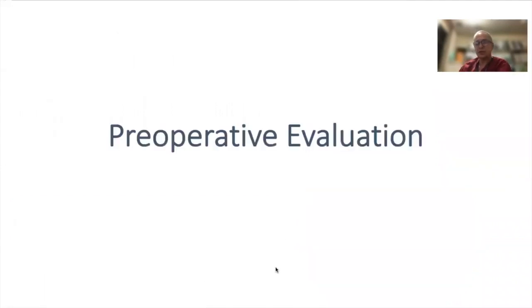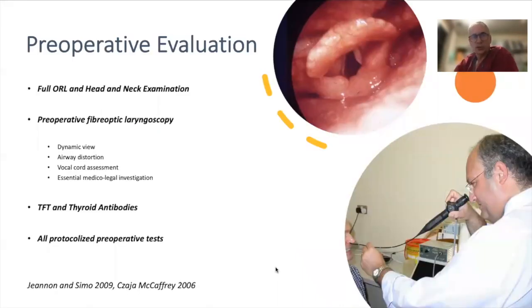So how do we actually evaluate these goiters? As a pre-operative evaluation, we need to make sure that we do a full ENT examination. We always perform a fiber optic laryngoscopy, which provides a dynamic view, allows us to see if there is any airway distortion, and assesses vocal cord movement. It has gradually become an essential medico-legal investigation, especially in patients who have had previous thyroid surgery or who have airway problems at presentation.